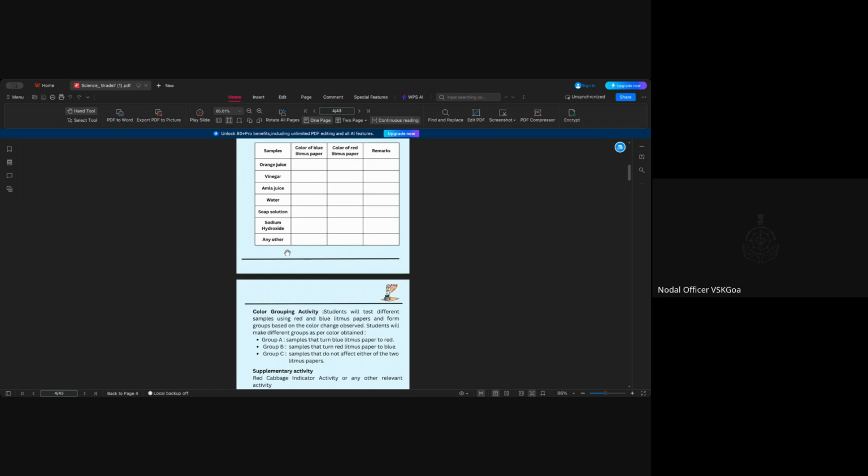One twist you can give to this activity is that after performing it, you can make students form a group depending on the color which they see. You can give each student one item and let them test it with the blue and red litmus paper, and with the type of color change they observe, let them form a group. So Group A will have all the samples that have turned blue litmus paper red. Group B has the samples that have turned red litmus paper blue, and Group C may have the samples that do not affect either of the two litmus papers.